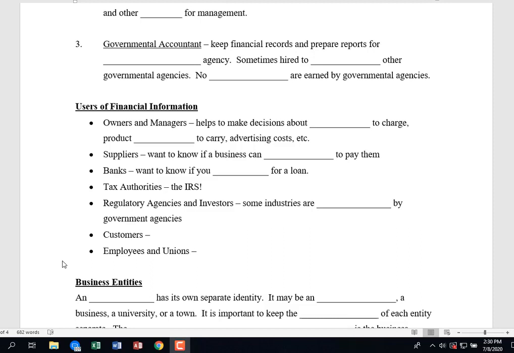All right, customers might be interested in financial information. If I'm getting ready to buy an expensive item, I might want to know if that company is financially sound before I buy, because if in 3 years something breaks and I need a part or I need some service, I want to make sure they're going to still be in business. Employees and unions are interested in financial information. If you work for a company, generally you want to make sure that you're doing well enough that you're going to be getting your next paycheck. So pretty much everybody uses financial information.